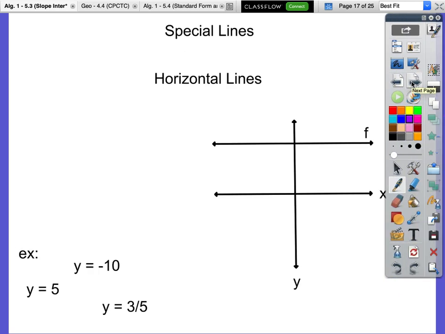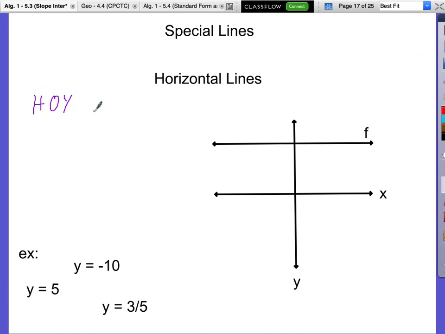Okay, so we have these special lines. So we have horizontal lines. Hey, what acronym did I have for horizontal lines? HOY. Okay, and what did HOY stand for? Horizontal line. That's where the H came from. Horizontal lines: slope equals 0. That's a 0. Very good. 0, not no. Slope is equal to 0. Y equals a number.